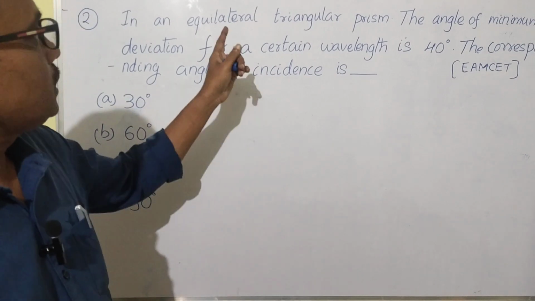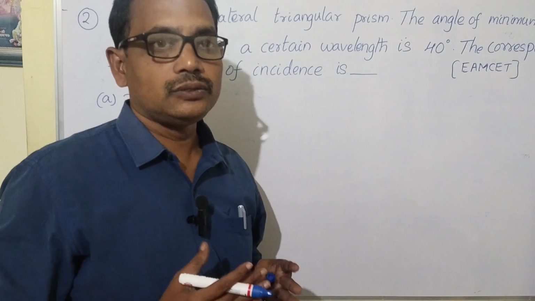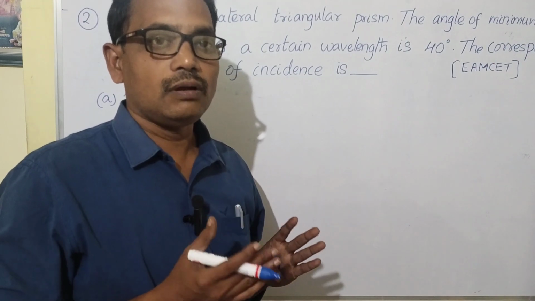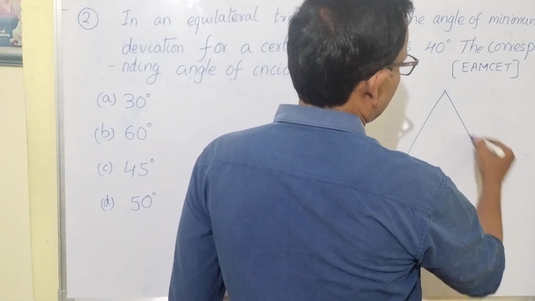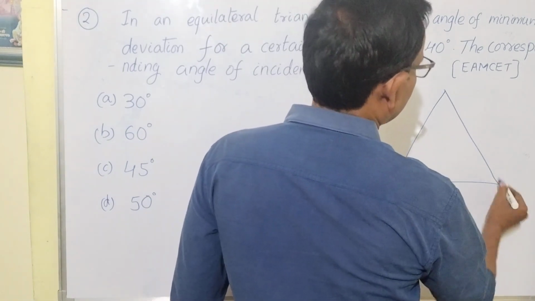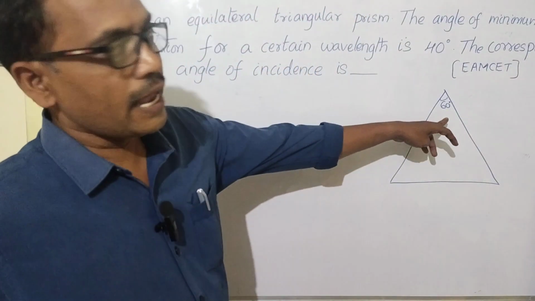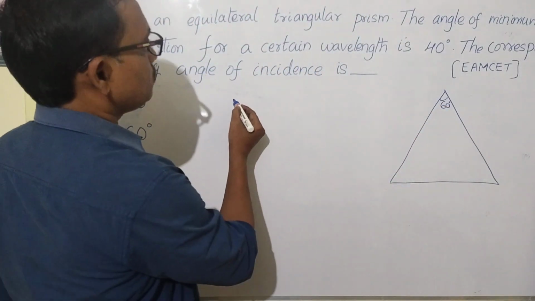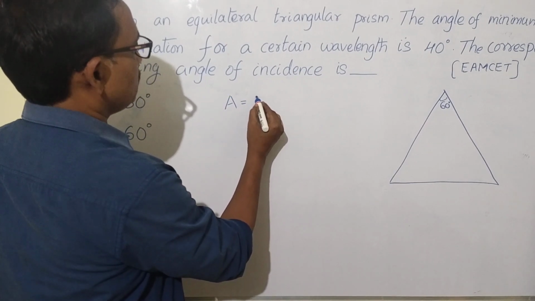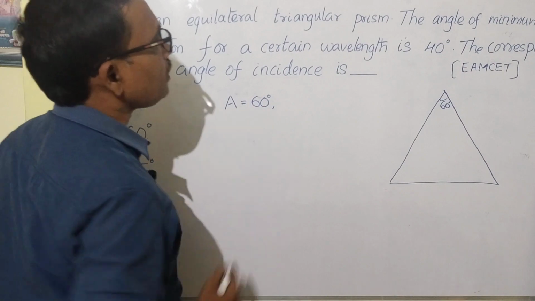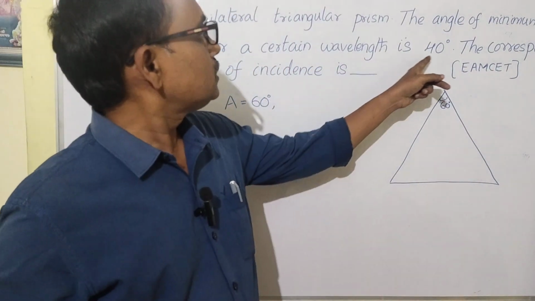So let us take an equilateral triangular prism. Equilateral triangle prism means all sides are equal, so the angles are also equal, 60 degrees. We know that already. So let us take the equilateral triangle like this. This is 60 degrees. That means the angle of the prism is 60 degrees, which will be indicated by A. A is equal to 60 degrees. And also the deviation of the certain wavelength is 40.